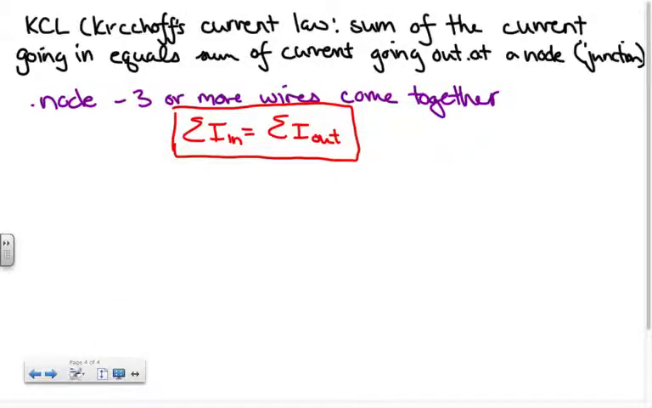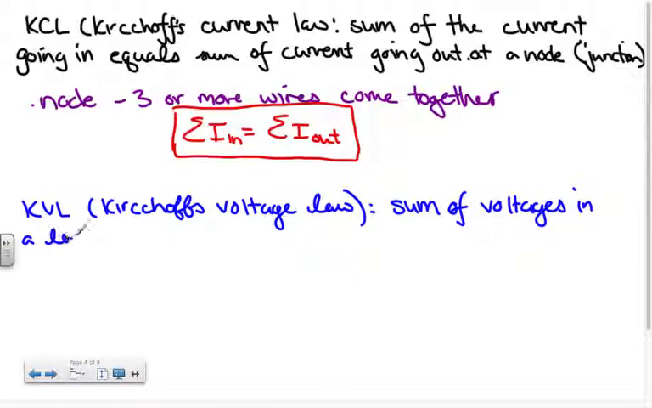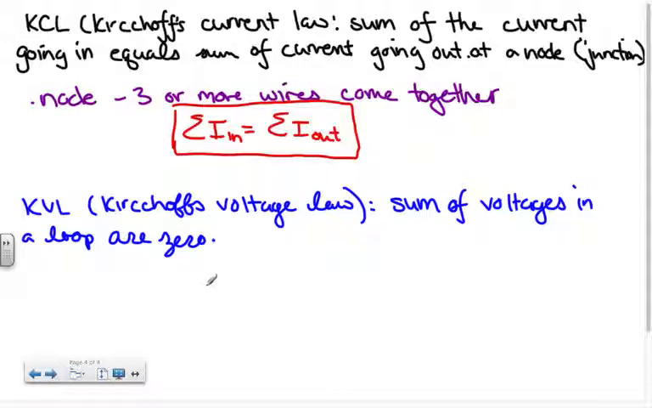And then Kirchhoff's voltage law, which is probably a lot more familiar to you, simply states that the sum of the voltages in a loop are 0. Or mathematically, the sum of delta U is equal to 0.